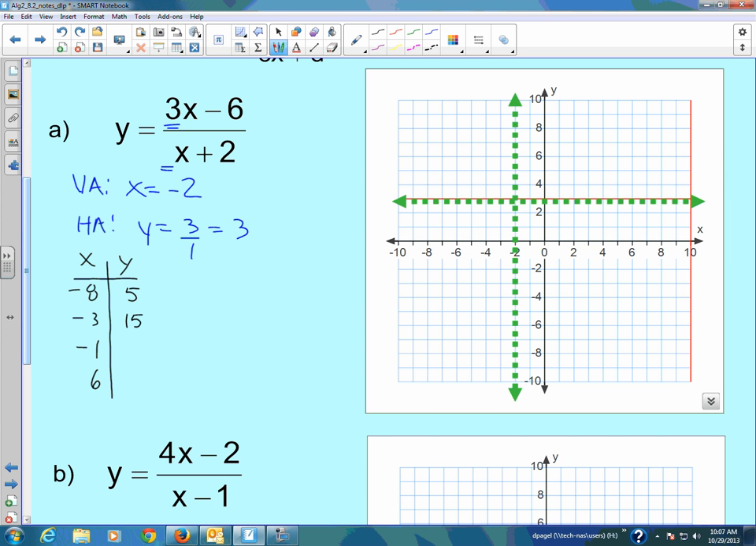-1 on the top makes -3 minus 6, which is -9. -1 in the denominator makes 1. So -9 there. 6 makes 18 minus 6, which is 12. And 6 plus 2 is an 8. And 12 over 8 becomes 4/3.